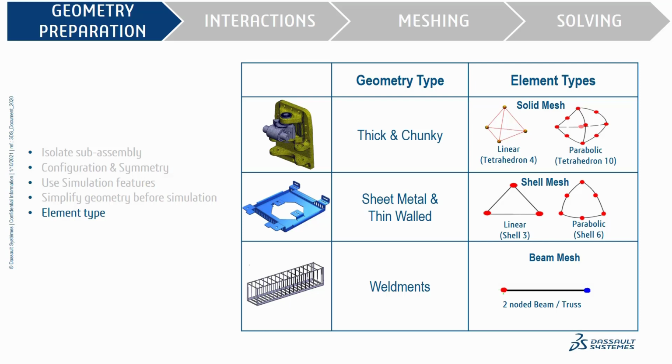For thick and chunky components, choose solid elements. For sheet metal and thin wall parts, choose shell elements. For weldments, choose beam elements.